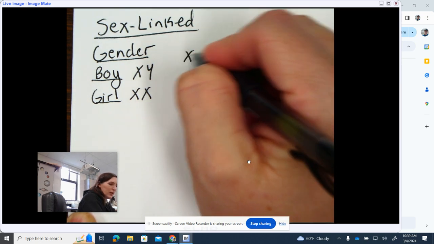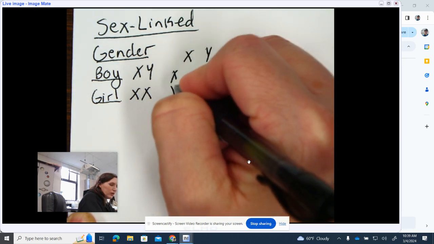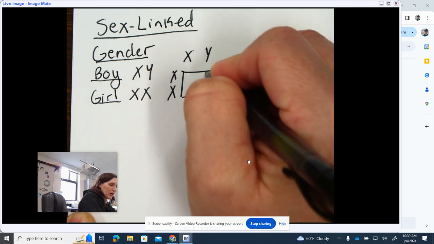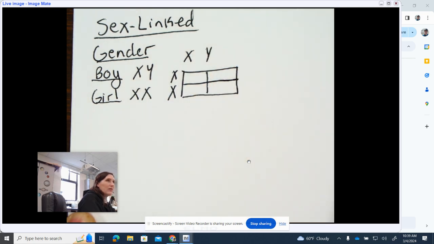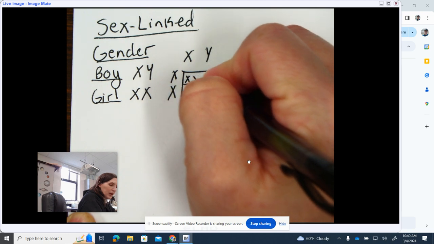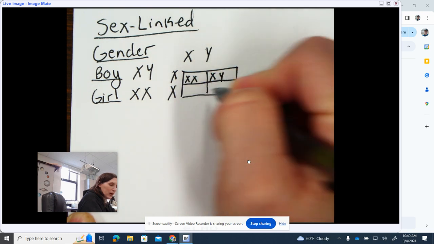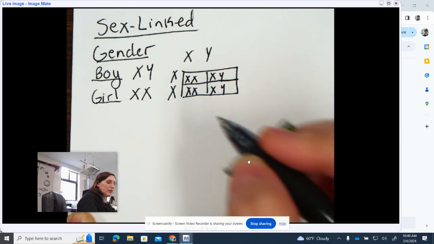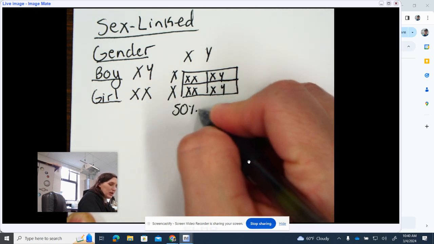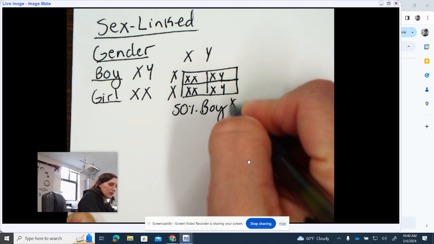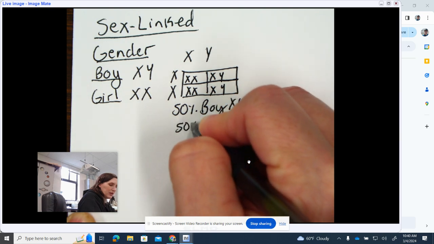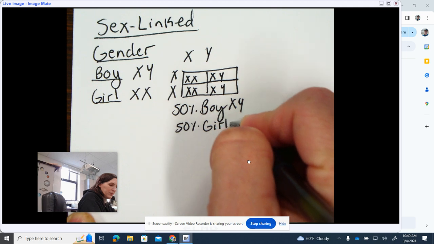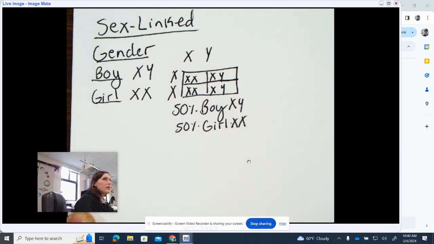Okay, so let's just do a fun one. Let's just do a boy and a girl. Grow up, get a good job, find the love of their life, get married, and decide to have kids. XX, XY, XX, XY. So it looks like they have a 50% chance of having a boy and a 50% chance of having a girl. That's pretty normal. We can do that.